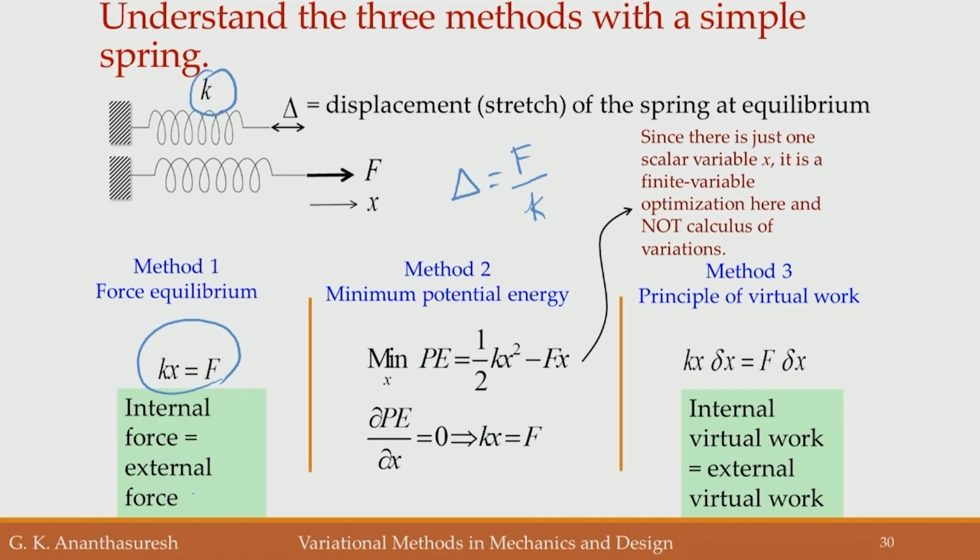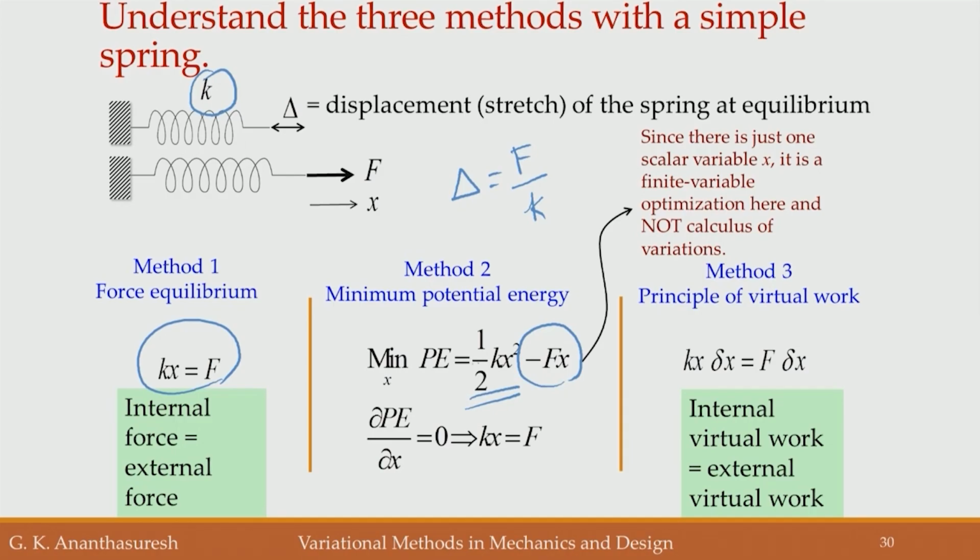Now, method 2 is a minimization of the potential energy. So, potential energy, if you recall, is strain energy, that is half k x square when there is displacement x of the spring, and then there is the negative of the work done by the external forces, which you call work potential, that is F times x.